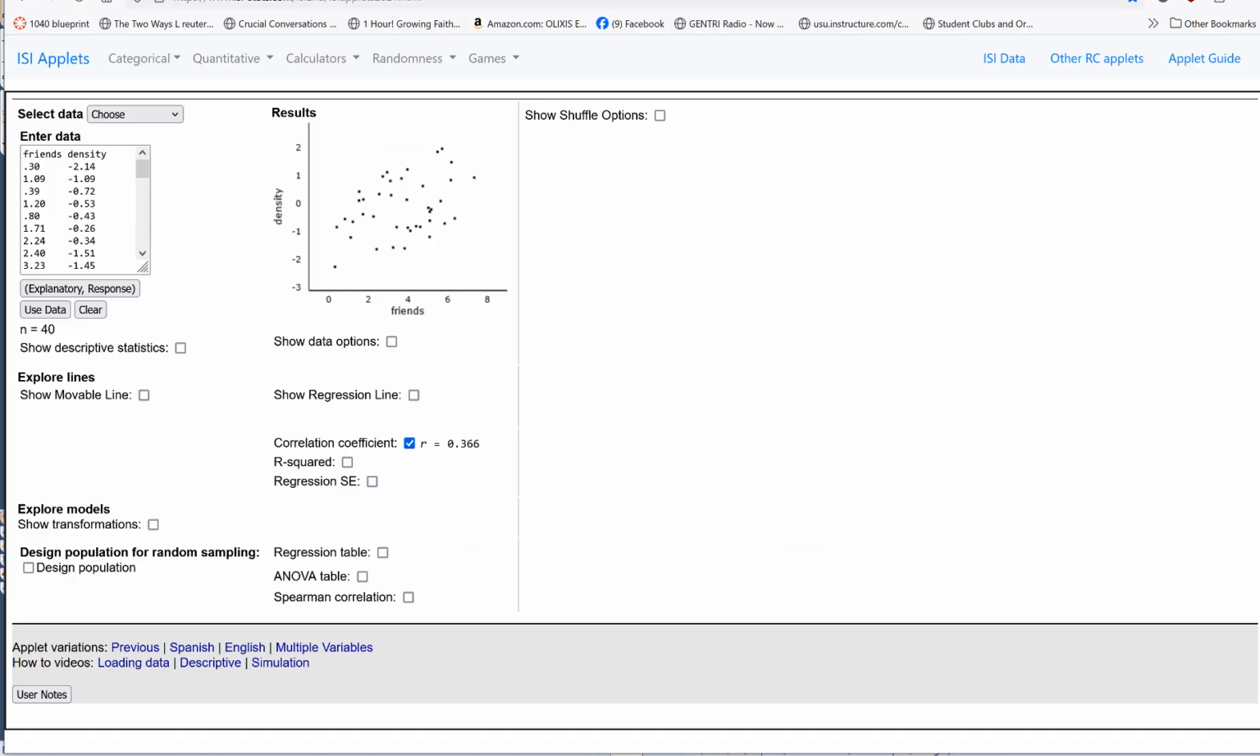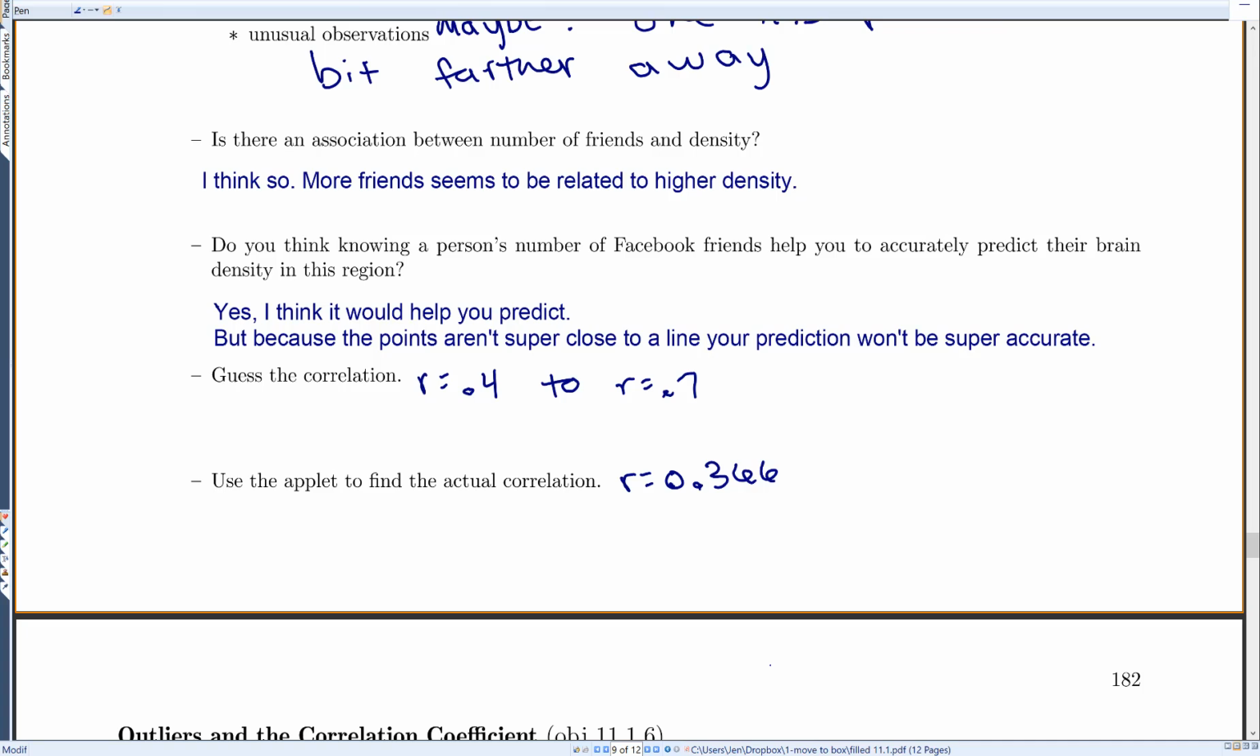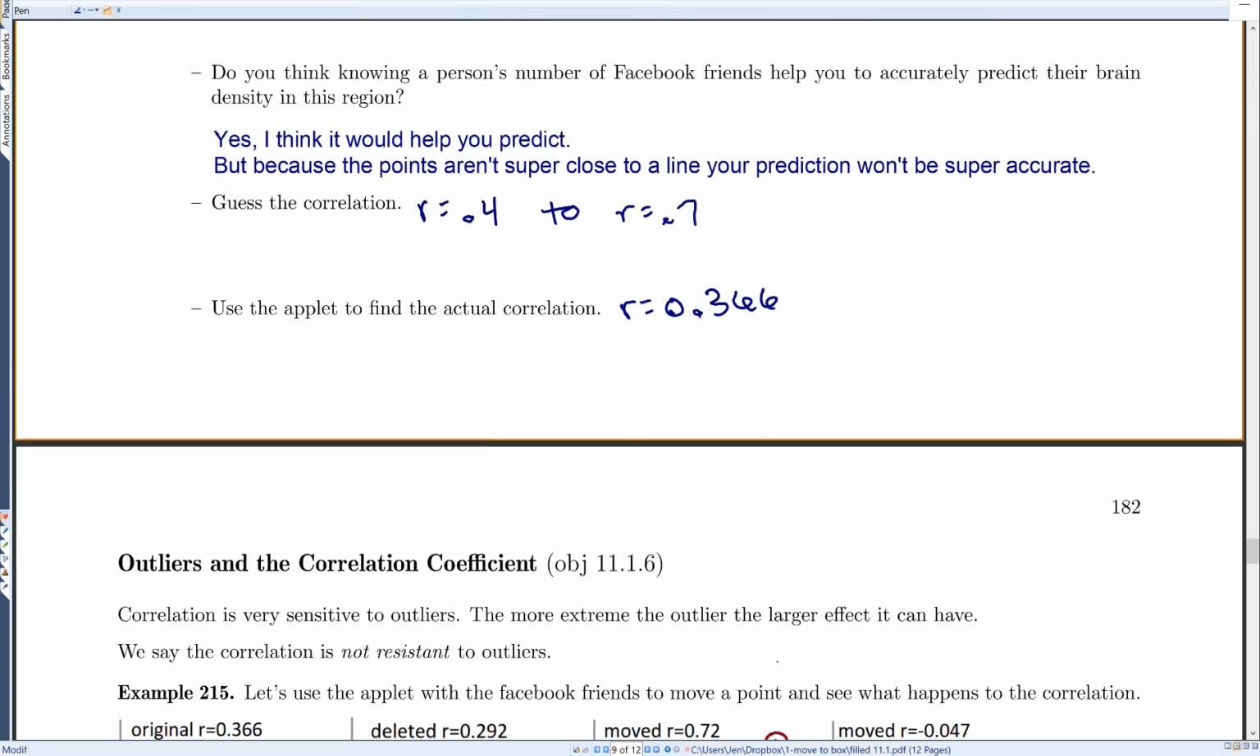So I click on this button right here, correlation coefficient. Ooh, I guessed optimistically on that one. It was actually R equals 0.366. So don't feel too bad. I've done this for years and years, and I still overestimated a bit on there.